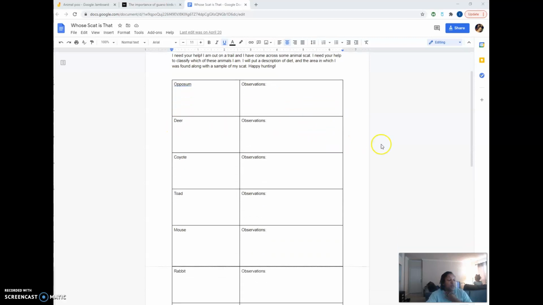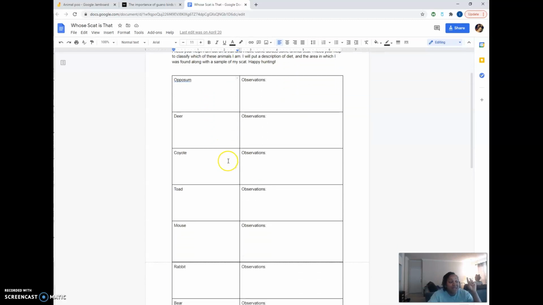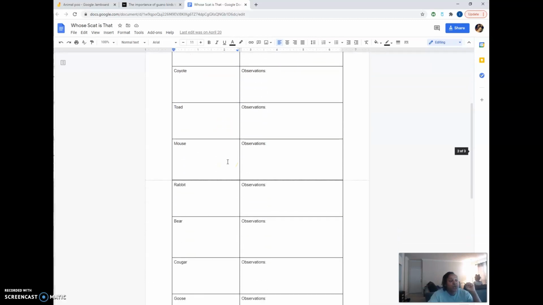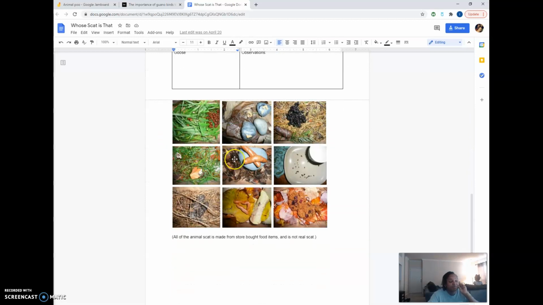So this is what the form would look like. Whose scat is that? So they have the different animals. They have a possum, they have a deer, a coyote, a toad, a mouse, a rabbit, a bear, a cougar, and a goose. So these would be the setups throughout the classroom. None of these are actual poop. They have some toots. This is a Tootsie Roll.